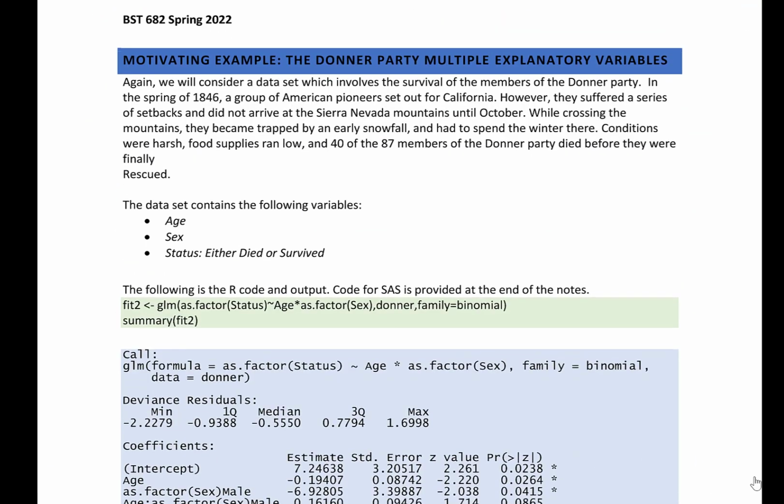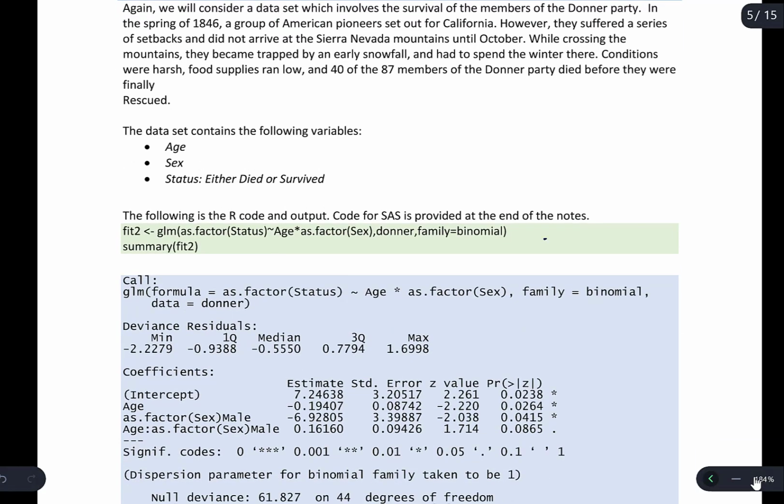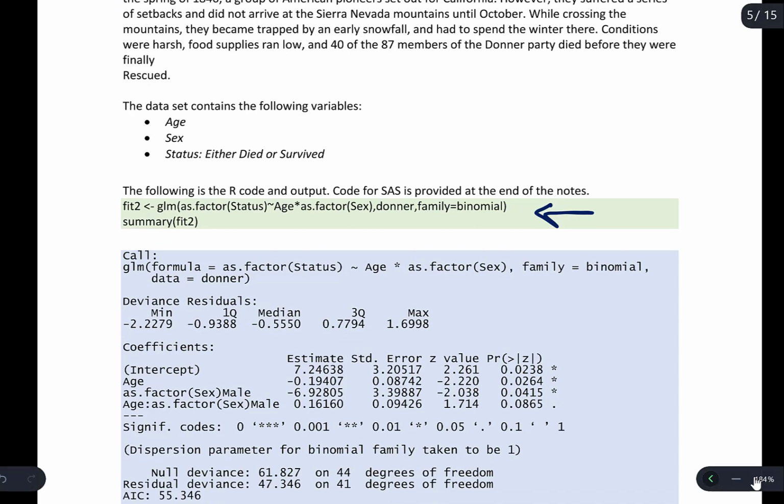So now let's look at an example where there are multiple explanatory variables. Again, we'll consider a data set which involves the survival of the members of the Donner Party, but this time we're going to fit a model with both age and sex and then the interaction of the two. So again, looking at the R code, you can see that I have fit an interaction model, and again, I've used as.factor for both of the categorical variables.